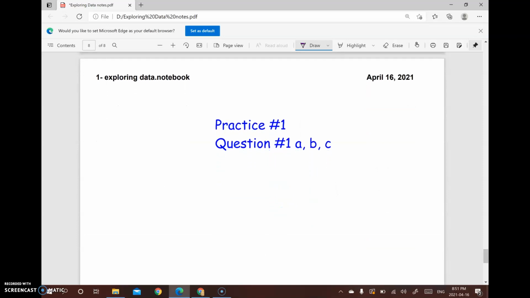After this example, I'd like you guys to do practice 1 in your textbook. Question 1, A, B, and C.